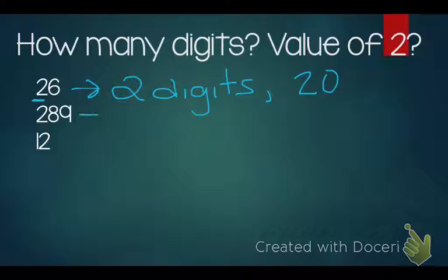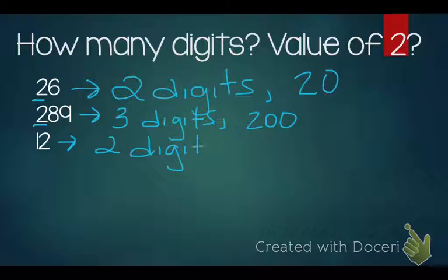The second number, 289, has 3 digits. Those 3 digits are 2, 8, and 9. The value of 2 in this number is 200, and that's because, again, the 2 is located in the hundreds place. Finally, in this last number, we have 2 digits again, and this time, our 2 is located in the ones place, so the value of the 2 in this number is just 2.